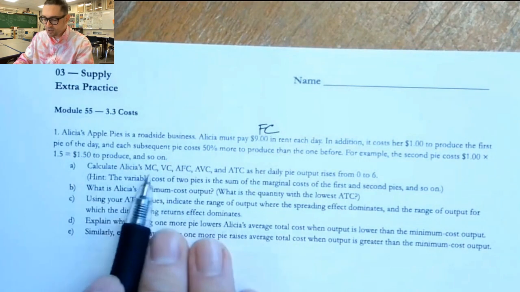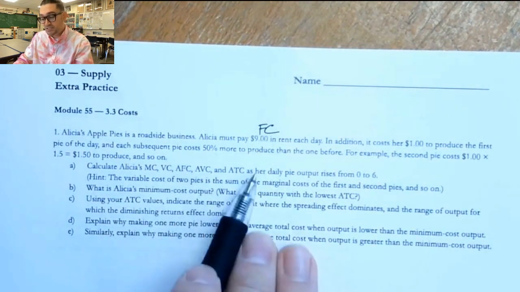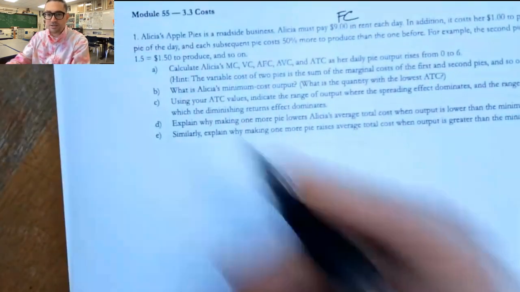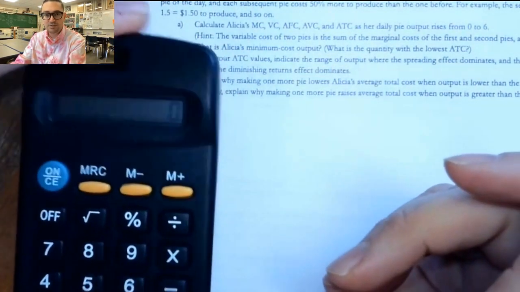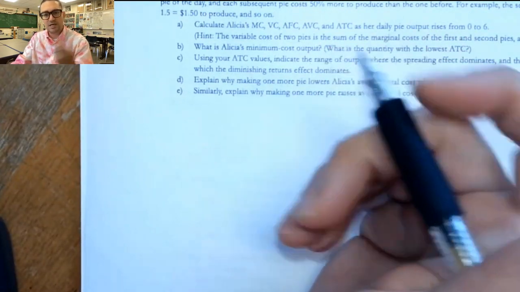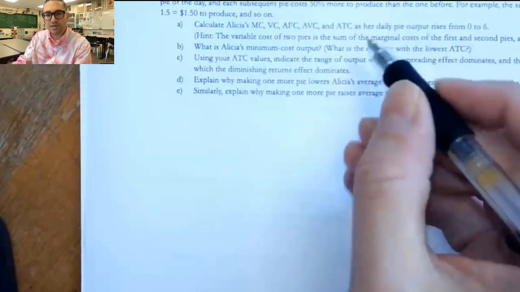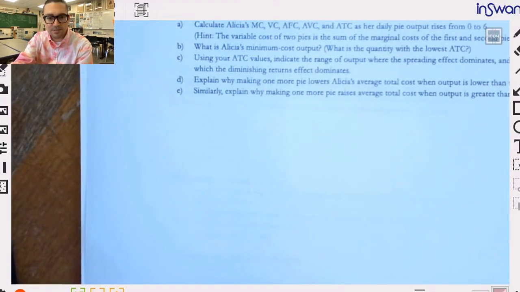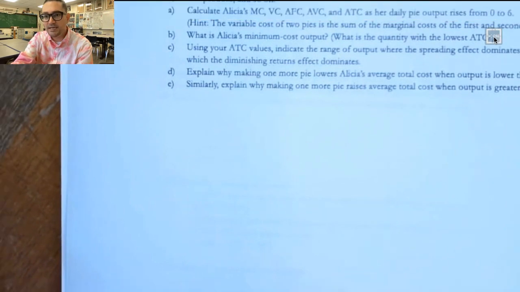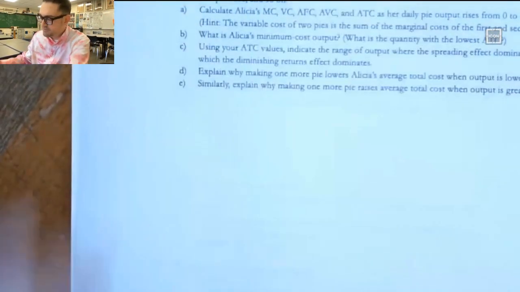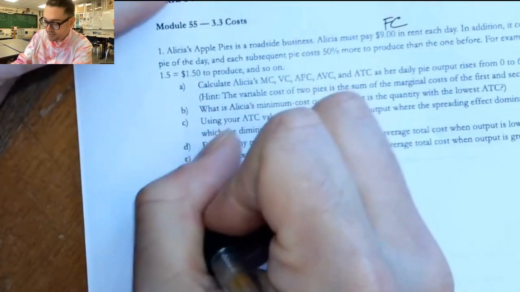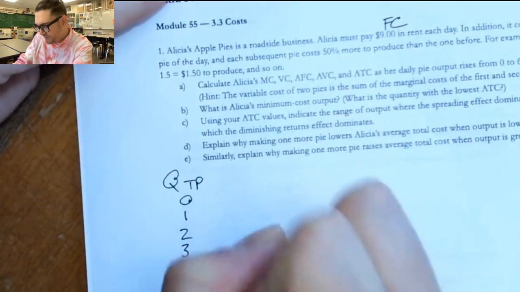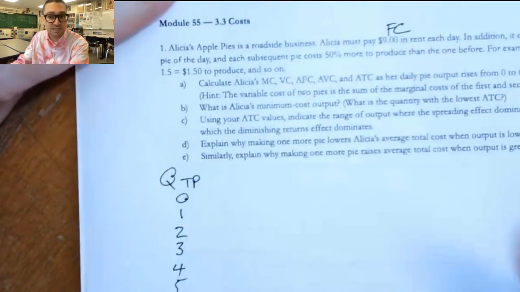And it says calculate her costs, MC, VC, AFC, AVC, and ATC, as the pie output goes from 0 to 6. So we're going to do that here, and we're going to need a little calculator to be able to do some of the 50% increases every time, and to be able to do some of the division that we're going to need to do when we do the averages. So I'm going to zoom just a shade in here, hopefully you can see that, and then we're going to calculate first, or rather not calculate, but the quantity of total product. So count 0, 1, 2, 3, 4, 5, and 6, because it says to go through 6 units.